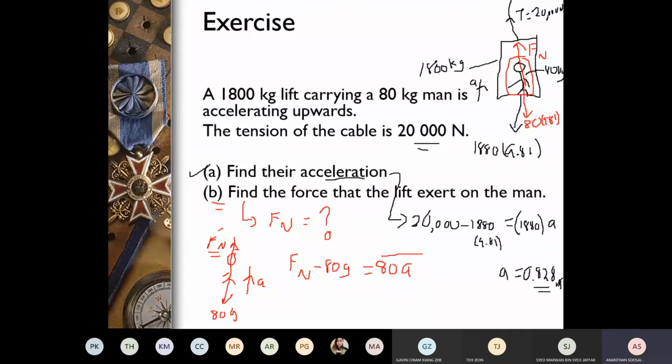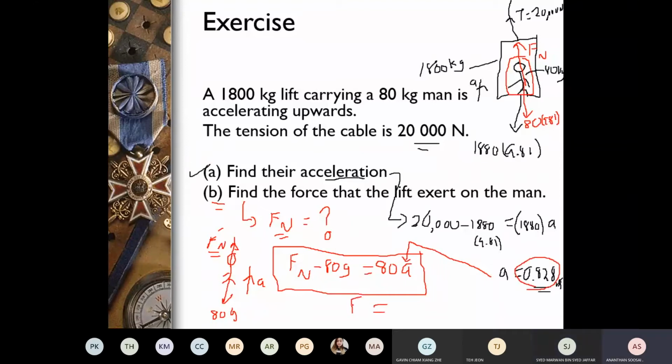Before I explain, you got this equation and you realize you're looking for normal force. Good. So how many unknowns here? We have 2 unknowns, but a we already know. a is 0.828, so you can find normal force.